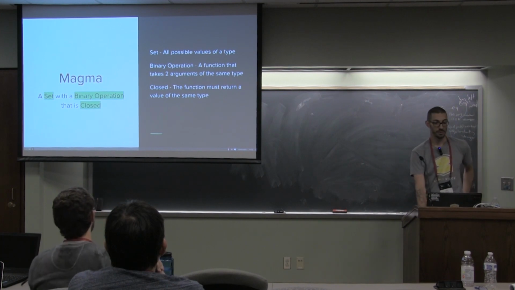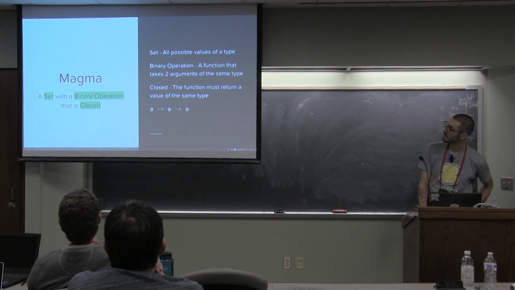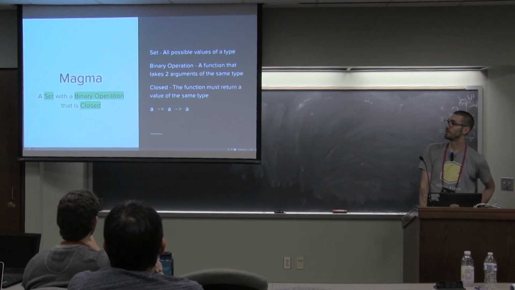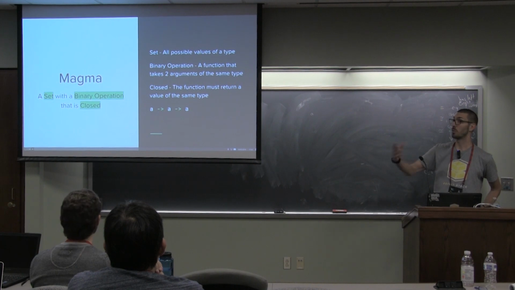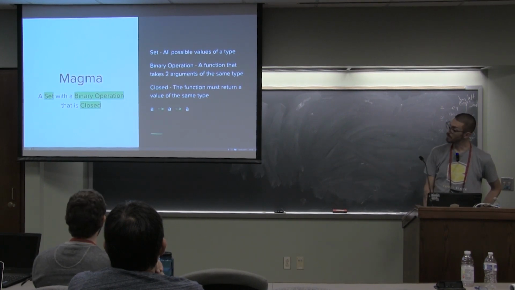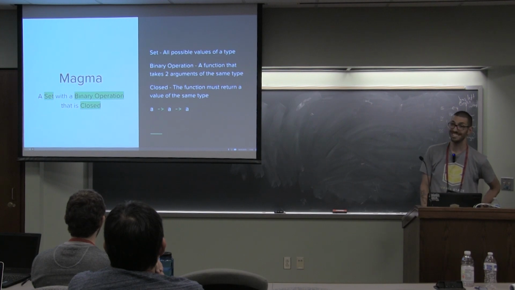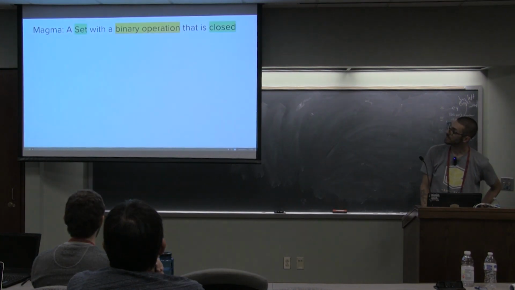Okay, so that's what a magma is. And if you wanted to write a function signature for it, it's A goes to A goes to A. So you see it's the same type all the way across. It doesn't matter which type it is, because it's polymorphic, it's generic. What matters is it's the same one going across, and that's the closure thing.